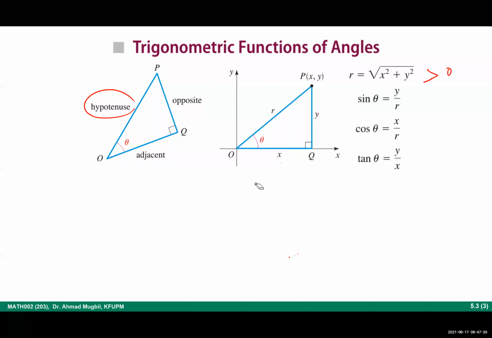Someone of you said, so what? What is the difference? It is the same as before. Yes, it is, if the angle is in the first quadrant.